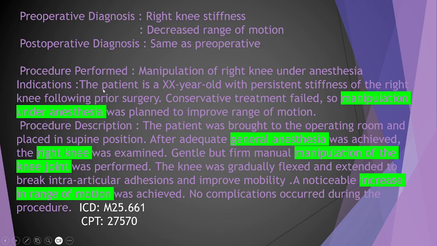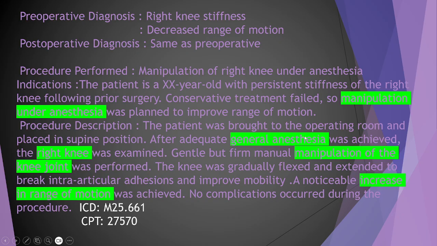Now you'll see the indication. The patient, of that many years old, has persistent stiffness of the right knee following prior surgery, and when conservative treatment failed, manipulation under anesthesia was planned to improve the range of motion. So what is the procedure description? We'll see whether the indication and procedure match the procedure details or not. The patient was brought to the operating room and placed in the supine position.